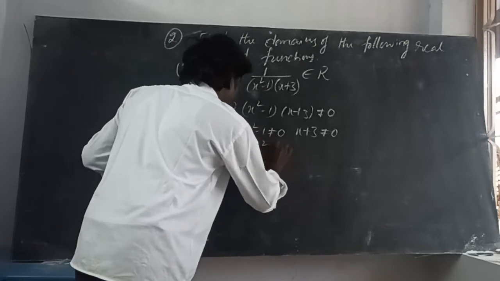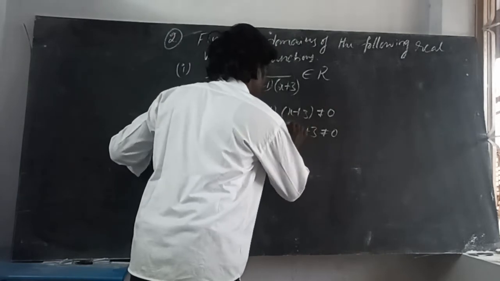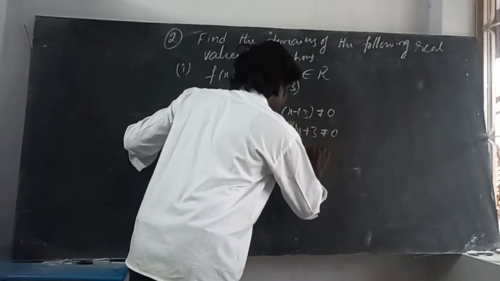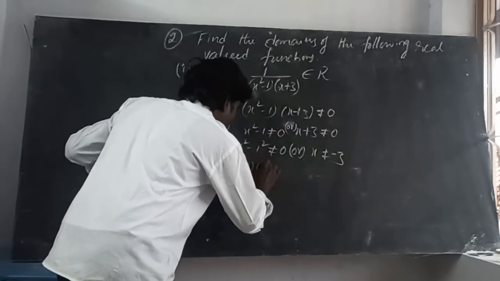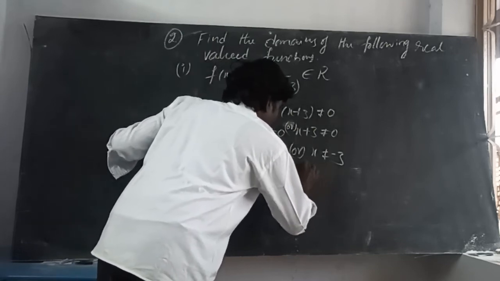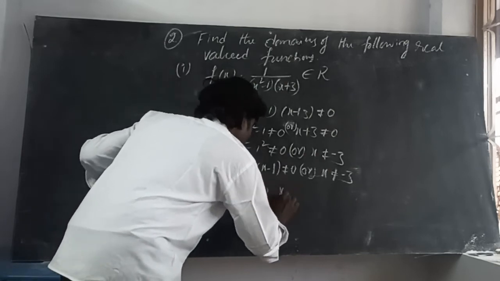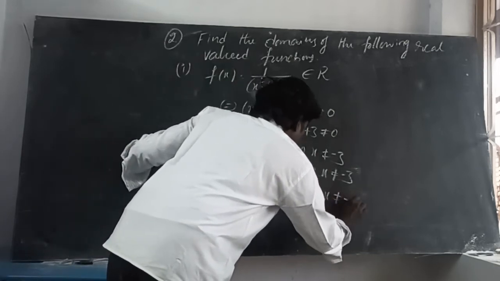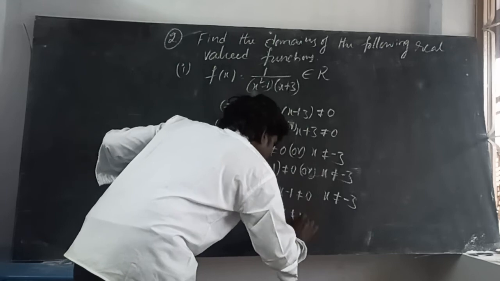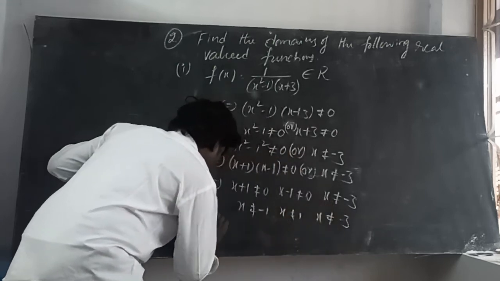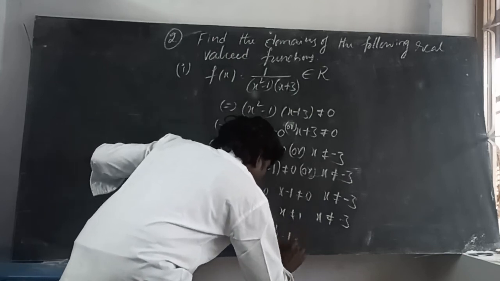So x square minus 1, how can we write? x square minus 1 square is not equal to 0. 1 square value is how much? 1. So here plus 3 goes across as minus 3. So x plus 1 into x minus 1 is not equal to 0. So this one you can write again, x plus 1 is not equal to 0, x minus 1 is not equal to 0, x is not equal to minus 3. So plus 1 goes across as minus 1. So what is the domain here? x belongs to R, x not equal to minus 1, 1, minus 3.